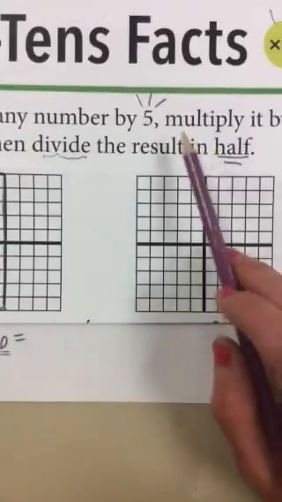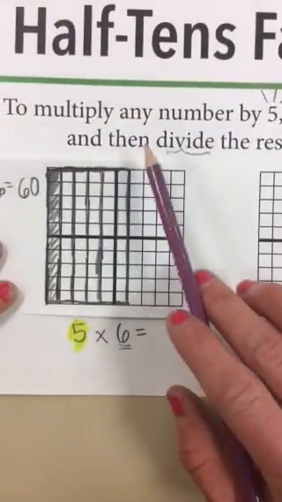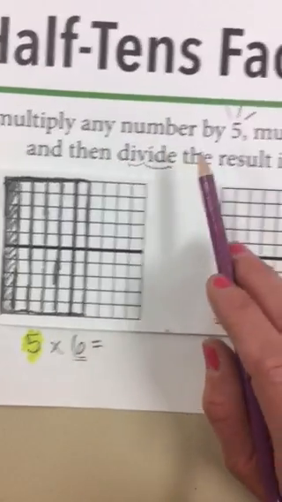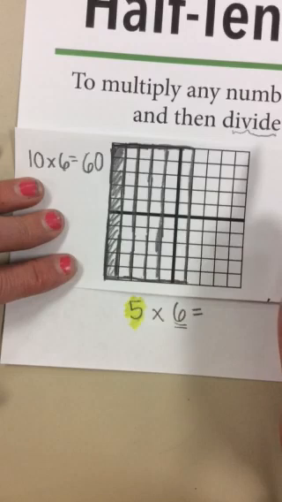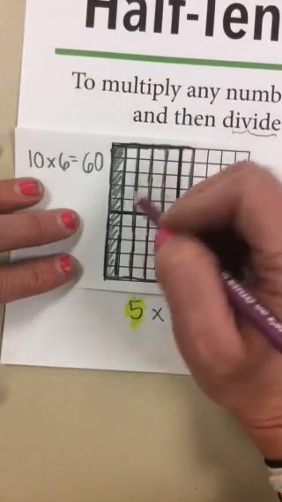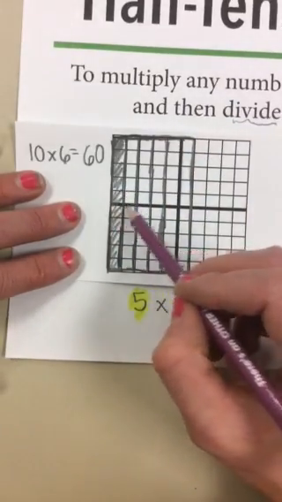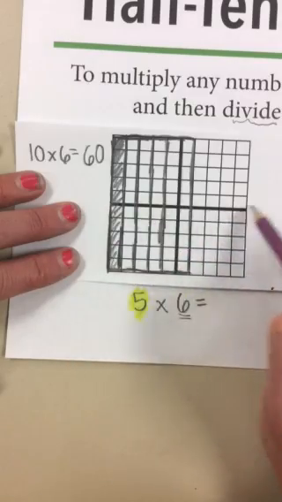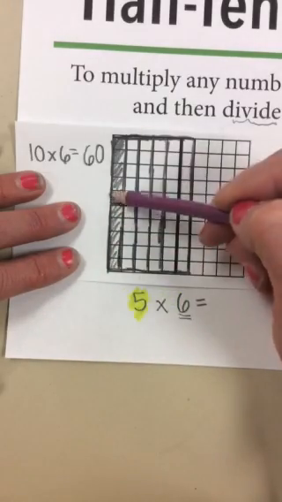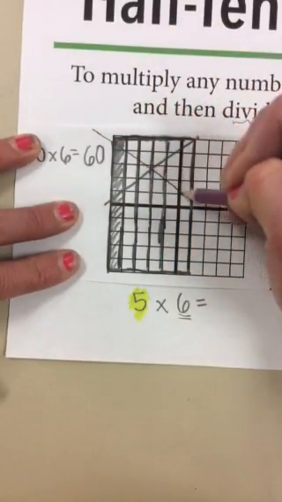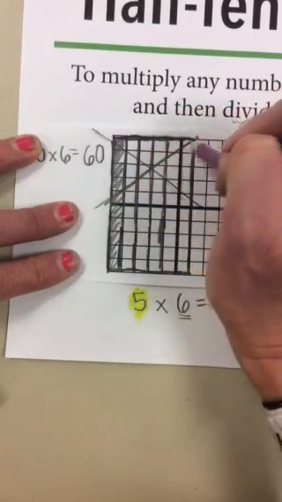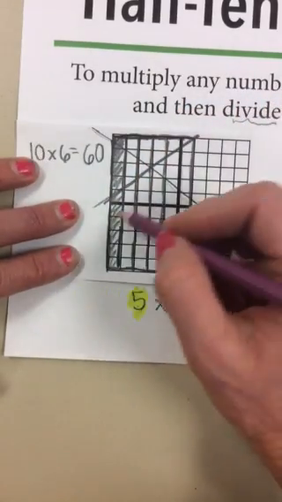Okay, but then it says multiply by 10 and then divide the result in half. Okay, so we need to take this and we need to chop it in half. We only want half of it. Okay, so I'm just going to go ahead and take off. It's so nice. This works out so perfectly, this line right here, because I can see I have 5 down here and 5 up here. So I'm going to cut this thing.